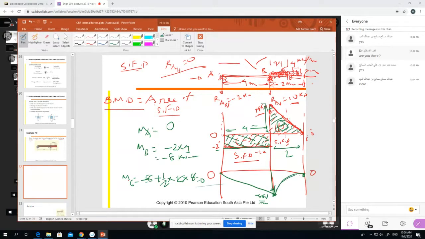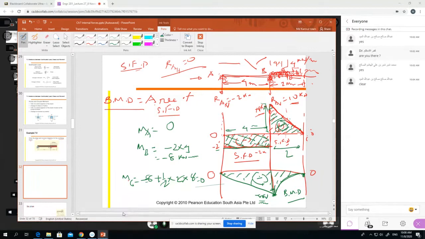So the curve is like this. It is completely on the downside, negative, so the whole side is negative. We draw like this, and this is the bending moment diagram. All right. So our bending moment diagram is also drawn, finished.